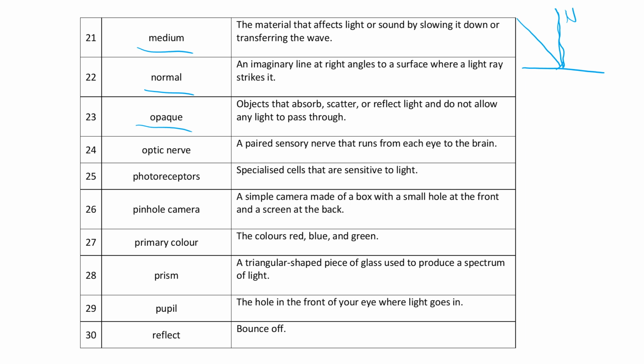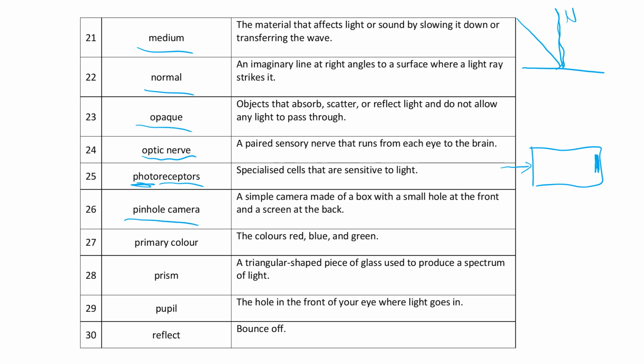A paired sensory nerve that runs from each eye to the brain, opticians, all to do with eyes. Specialized cells that are sensitive to light, receptors, and they are photo, which means light. A simple camera made from a box with a small hole at the front. So it's usually like a shoe box and it has one little hole at the front and light shines through it. And what you do is you get your image at the back.